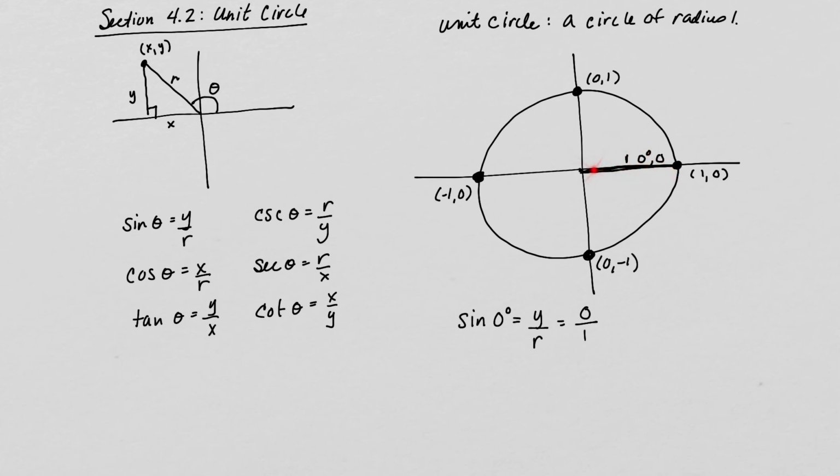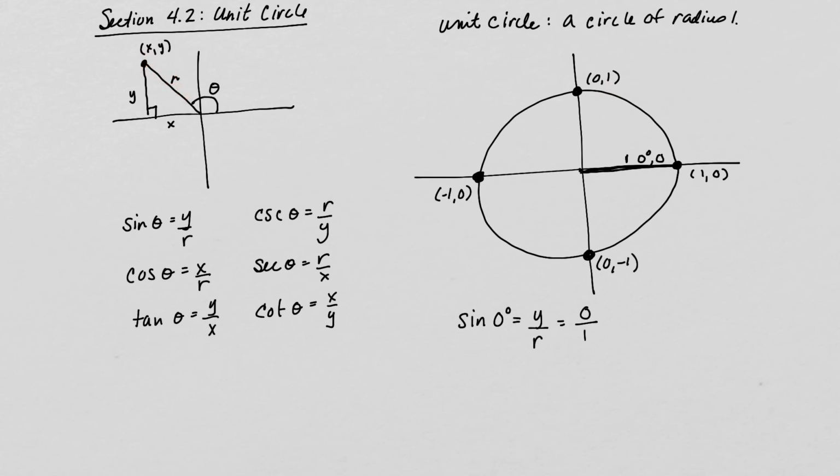And this is kind of weird because it's like I have a triangle, but my triangle doesn't have any height to it. So it's kind of weird when you're on these main spokes because you're talking about triangles that don't actually look like triangles, and that's very odd. But the idea is that anywhere on the unit circle, that radius r is always going to be a 1.